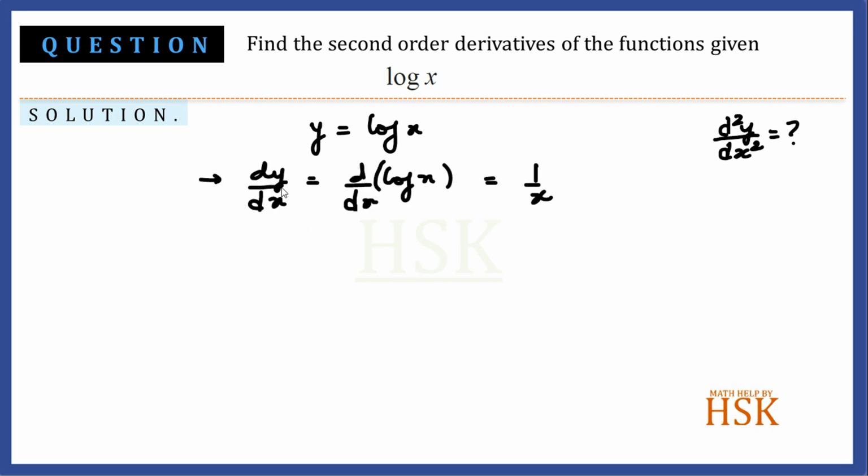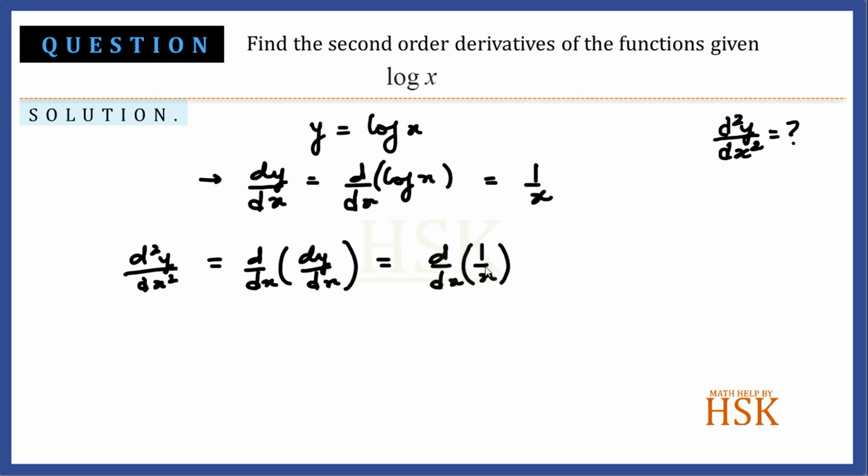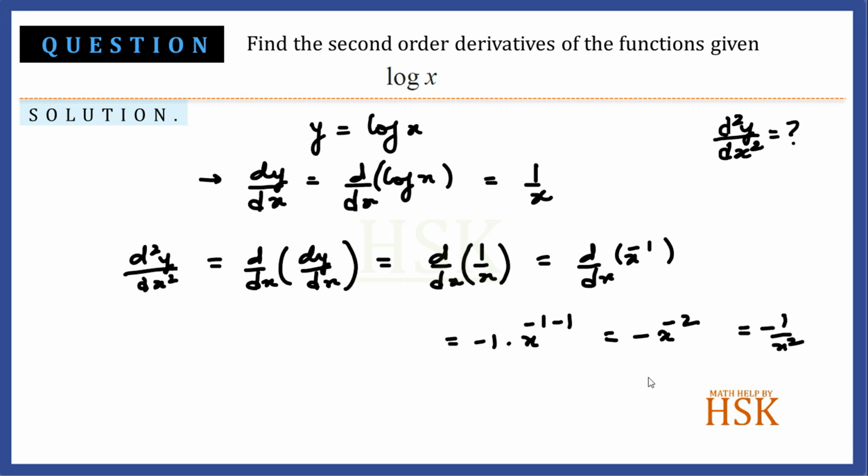Okay, so dy by dx is equal to d by dx of log x. D by dx of log x is equal to 1 by x. And d2y upon dx square would be equal to d by dx of dy upon dx, which is d by dx of 1 upon x, equal to d by dx of x to the power of minus 1. And we know that d upon dx of x to the power of n is equal to n x to the power of n minus 1. So this would be equal to minus 1 into x to the power of minus 2, or minus 1 upon x square, which is the required answer.